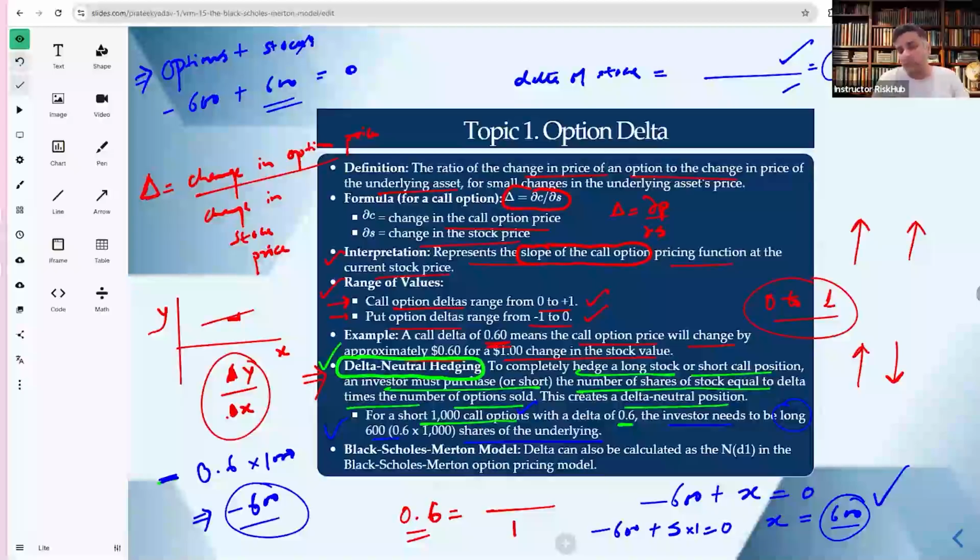The simplest example is the covered call, where I am hedging an option position with a stock position. So I take minus 600 plus X, where X is the stock delta. Delta is 1 because change in stock divided by change in stock makes it 1. So X into 1 is 600, and I find the stock quantity, which is 600, right? Again, this is the simplest interpretation, the simplest way of hedging.